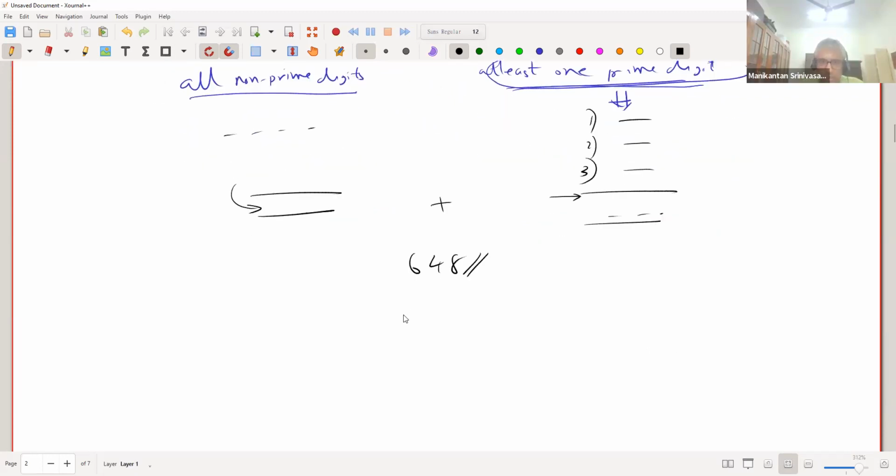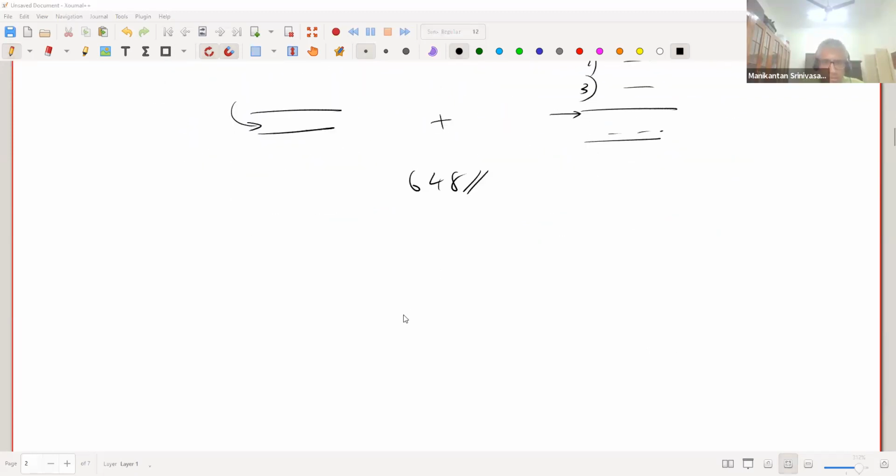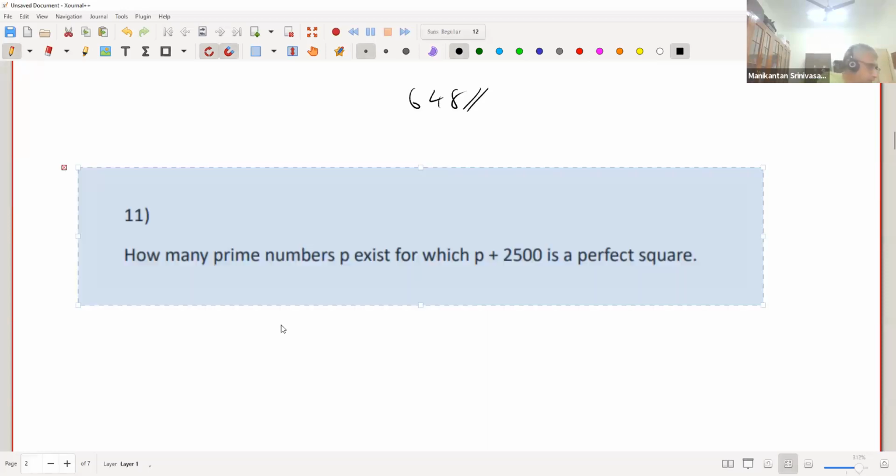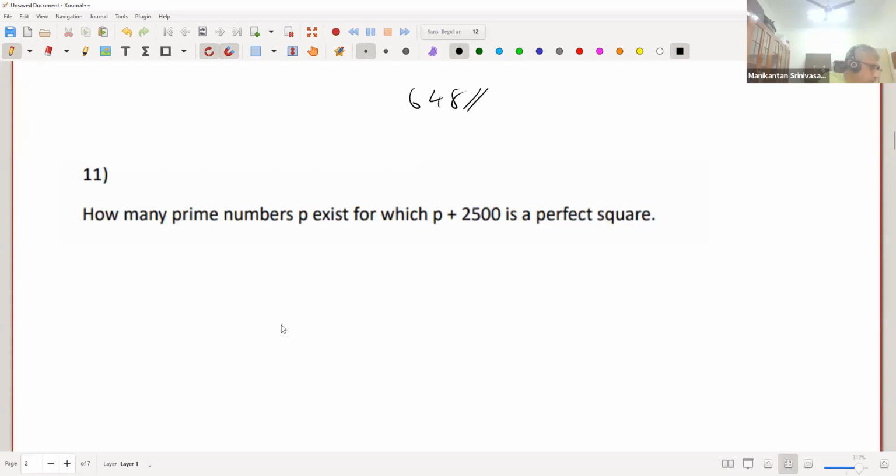Okay, cool. That was question 10. Okay, question 11. How many prime digits p exist where 2500 plus p is a perfect square?